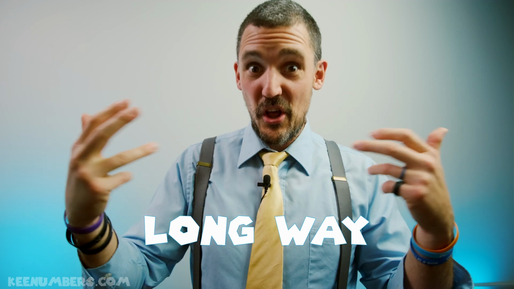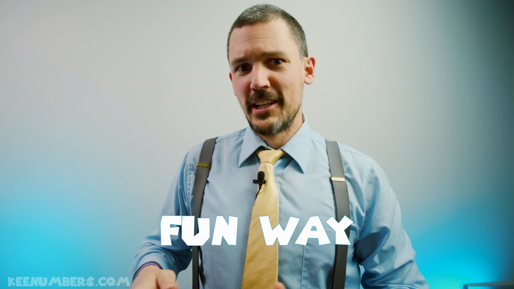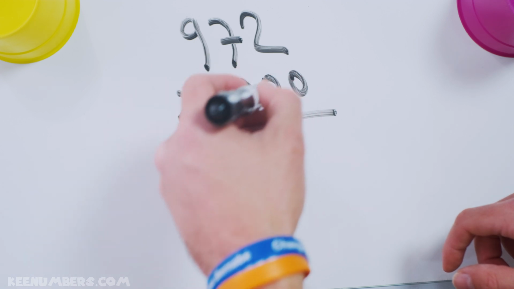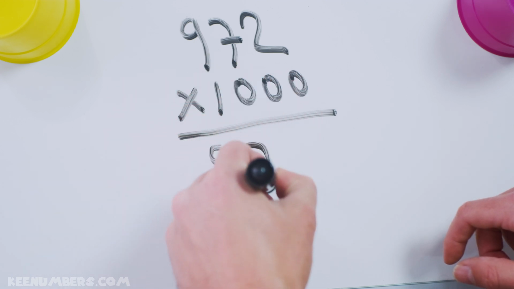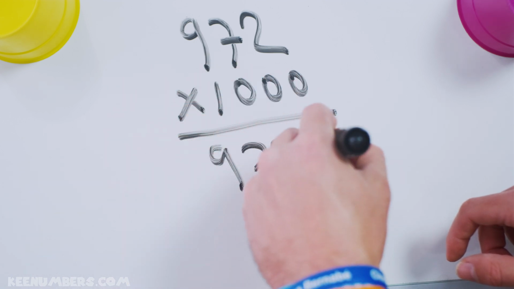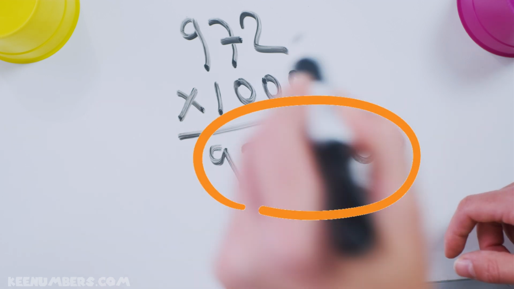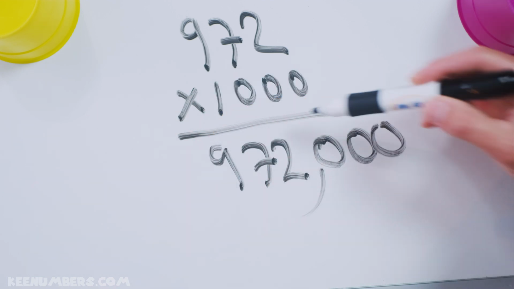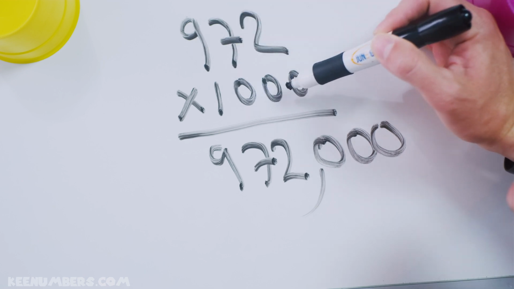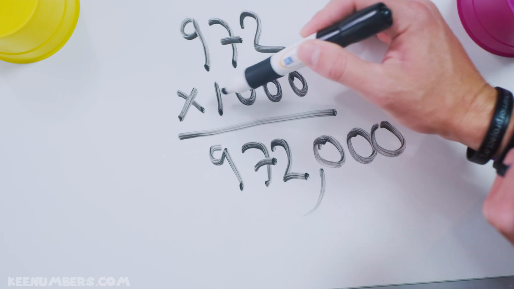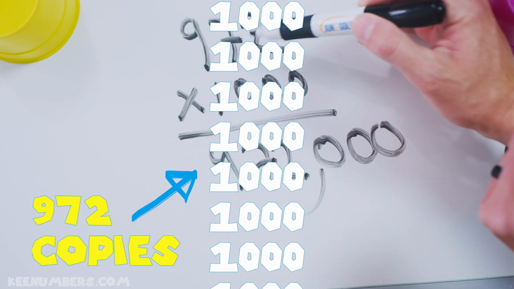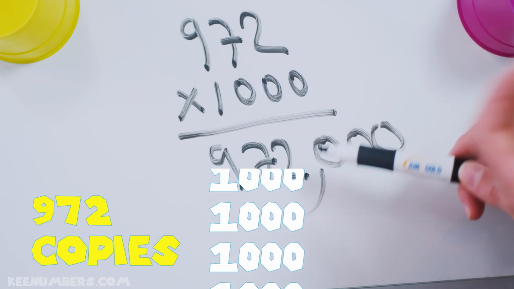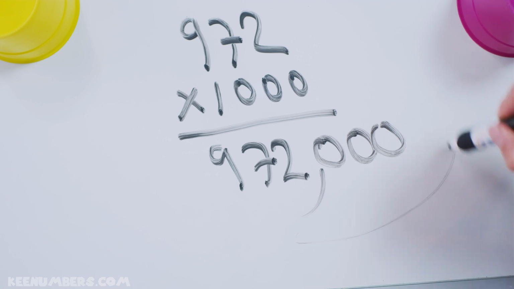But now that we've got the long way out of the way, let's do it the fun way. 972 times 1,000. So you're just talking about 972 thousands. Whoop. That's it. Just put those 3 zeros right there. That's the fun way to do it because you're just talking about a lot of thousands being added together. In fact, you have 972 of them. So that's why you get 972,000. It's built into the name.